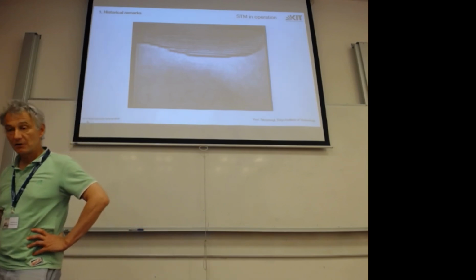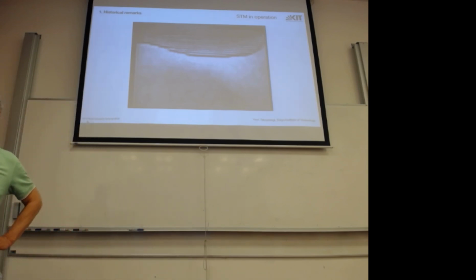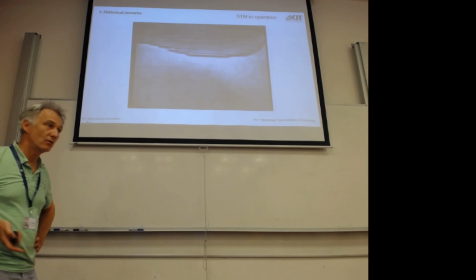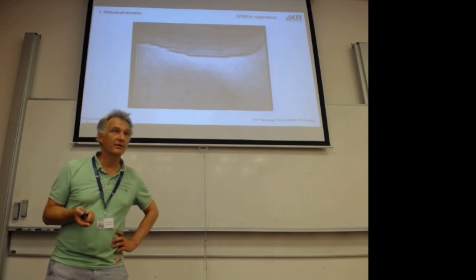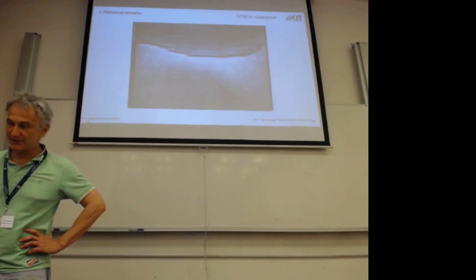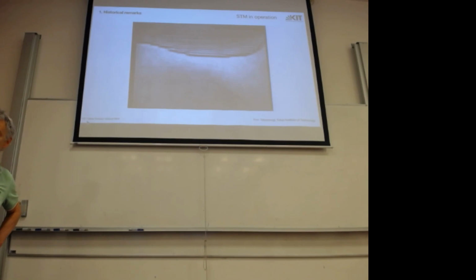Typically you work at very low transmission, like 1 volt, 1 nanoampere, that's a gigaohm. Point contact resistance is 10 kilohms, so that means the transmission is very low and the wave functions hardly overlap.